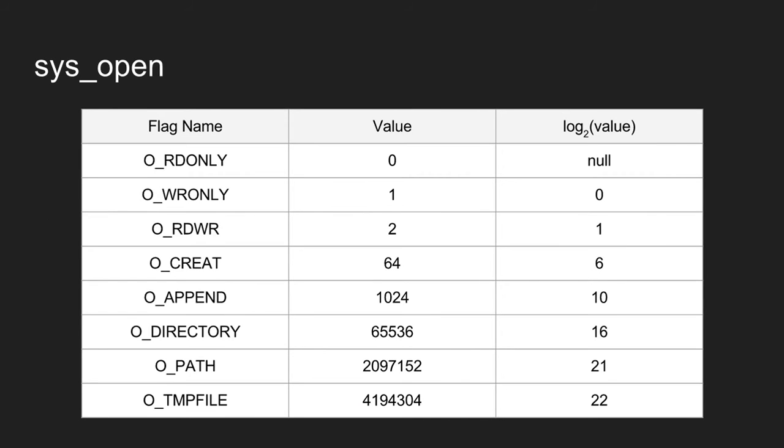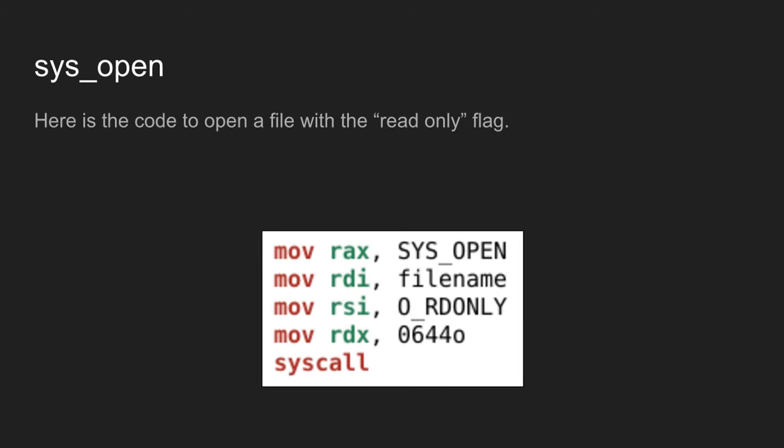And here are the flags. The big difference between writing and reading a file with sysopen is we're going to use this flag. We're going to use the read-only flag. So here's the code to open a file with the read-only flag. So this code here, as you can see, I have sysopen O_RDONLY.